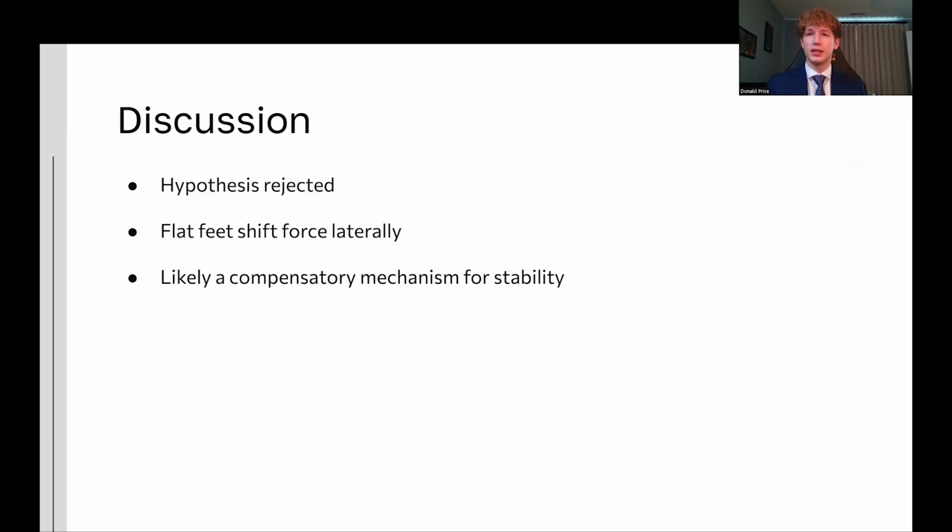A likely explanation is that this shift outward acts as a compensatory mechanism. With less support from the collapsed medial arch, the foot may rely more heavily on the lateral side to maintain balance and stability while ascending stairs. These results highlight how flat feet alter normal gait patterns and help explain some of the discomfort and biomechanical issues associated with the condition.